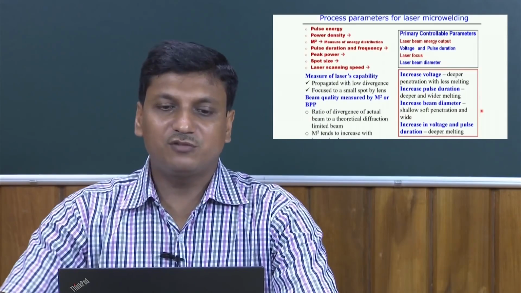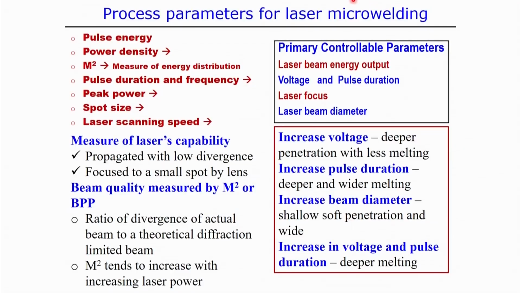Now, the process parameters for laser welding processes are, in general, first the pulse energy, then power density, and then we estimate the M square, which defines the measure of the energy distribution, that is, how the energy is distributed at the different modes of the laser. Then pulse duration and frequency, peak power, spot size and laser scanning speed, that is, the velocity at which the laser is moved. All these are the typical parameters that need to be defined for any pulse laser welding process, and they decide the applicability of this laser to different manufacturing processes and, of course, different sizes of workpiece.